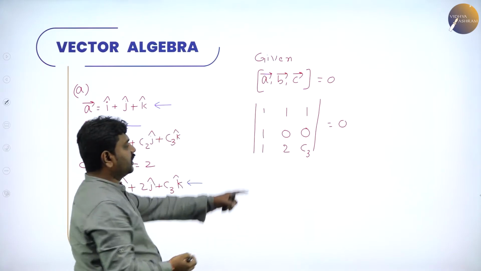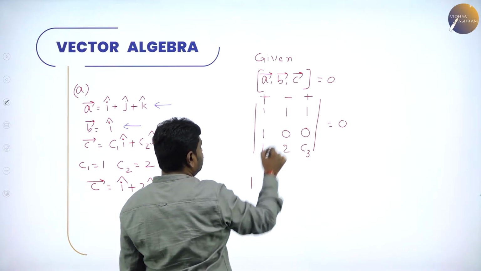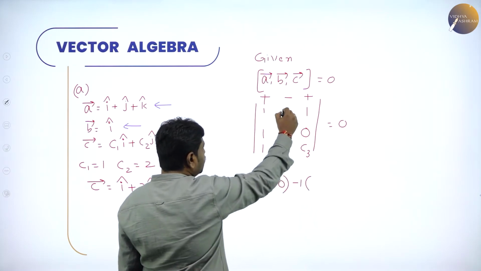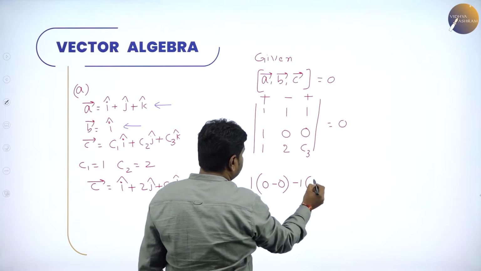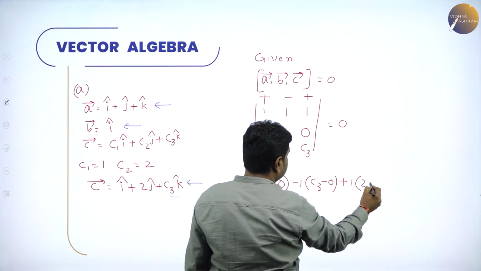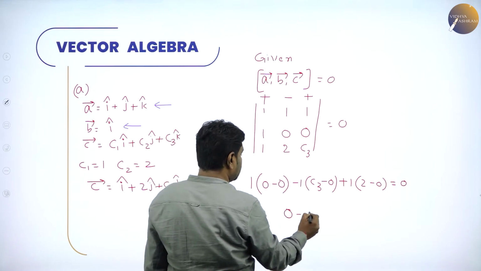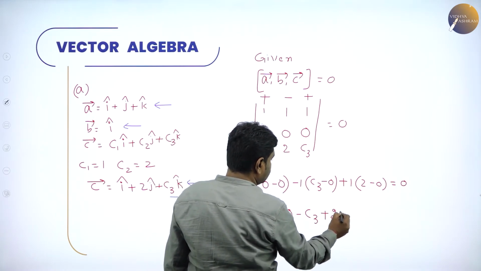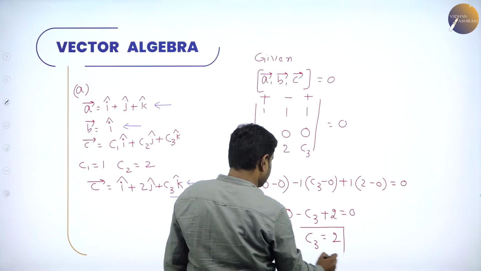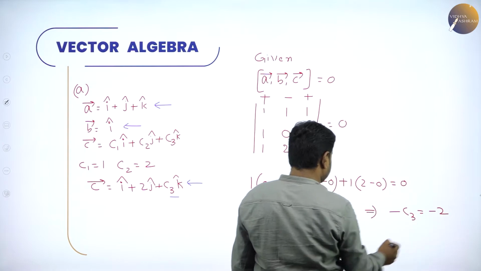Now we expand it, and you will get the unknown C3. How to expand? Plus, minus, plus. Delete the column, delete the row, 1 into 0 minus 0. Minus 1 into, delete the column, delete the row, C3 minus 0. And plus 1 into, delete the column, delete the row, 2 minus 0, is equal to 0. So 0 minus C3 plus 2 is equal to 0. Transfer that side: minus C3 is equal to minus 2, the minuses cancel, so C3 is 2.